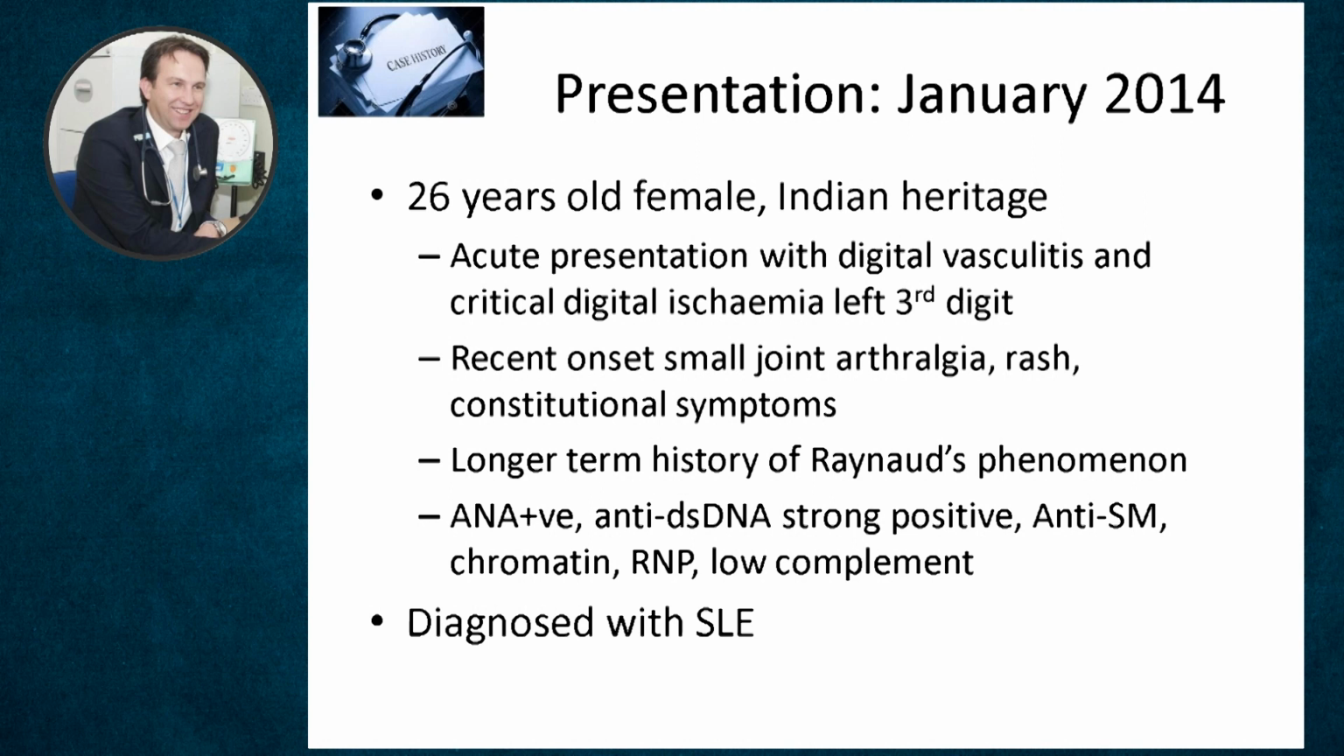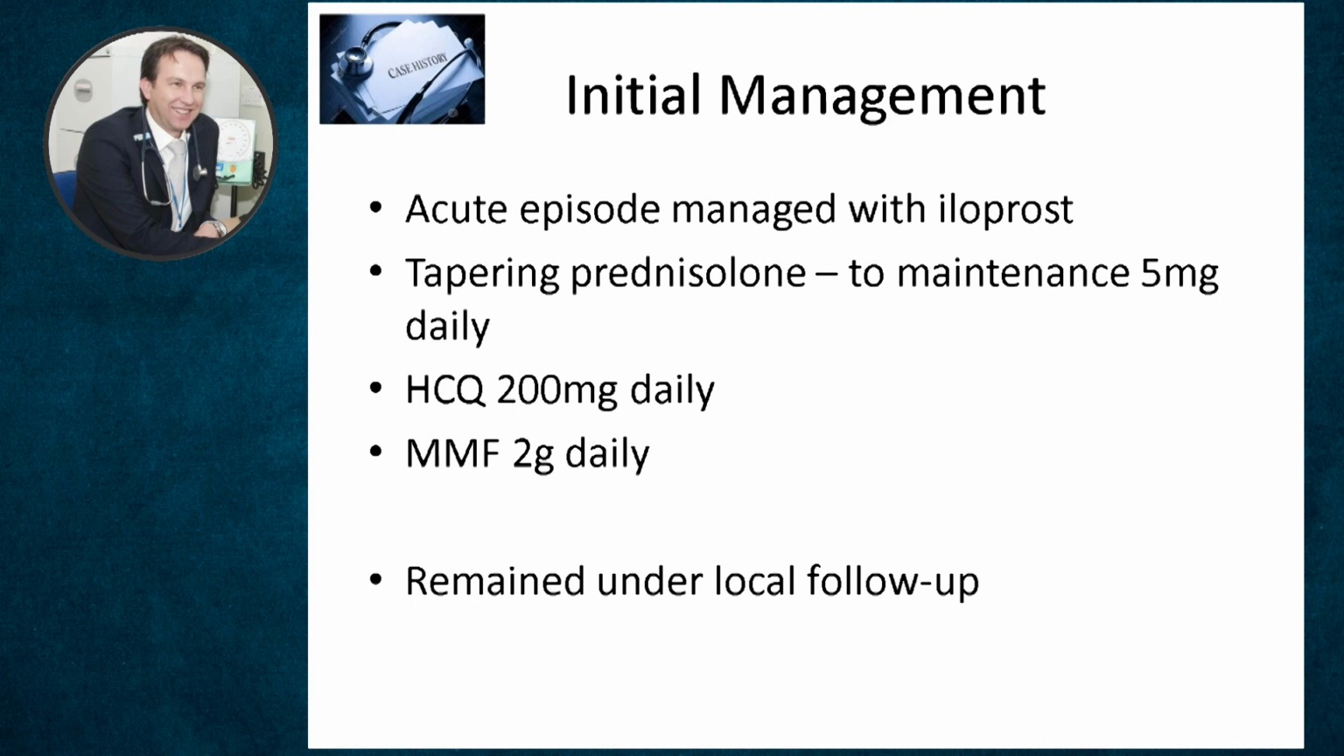On the basis of her clinical presentation and antibody positivity, she was diagnosed with lupus acutely. She was managed with iloprost as an inpatient, which is a potent vasodilator, for her critical ischemia, and recovered well. She was also started on steroids, hydroxychloroquine and MMF due to the other concurrent inflammatory symptoms of rash and arthritis, and patients with critical ischemia often have underlying small vessel vasculitis as well. She responded very well and remained under local follow-up after discharge.